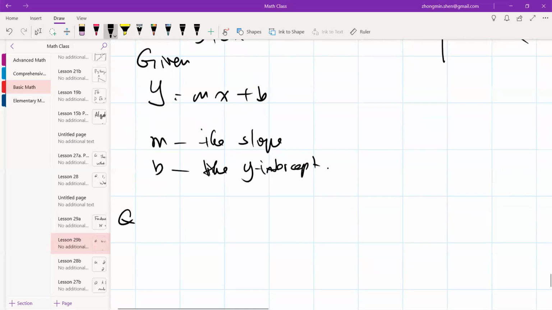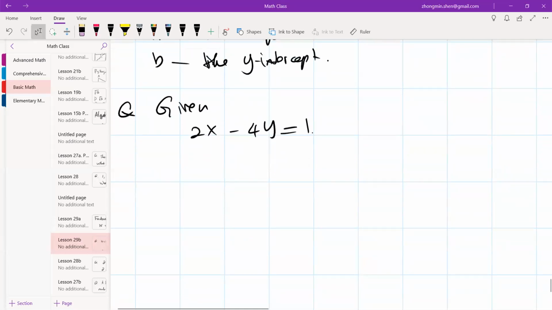All right, finally, let's do one more problem. Given 2x minus 4y equals 1, what can we say from that? Find the slope of the line. This is the equation. Find the slope of the line.